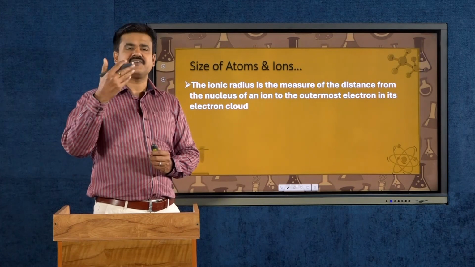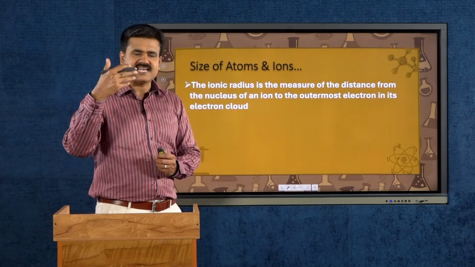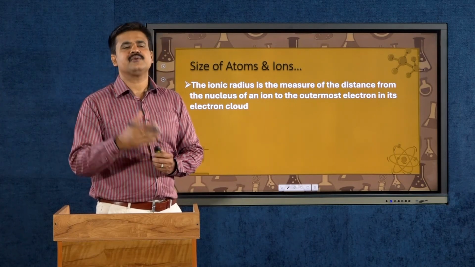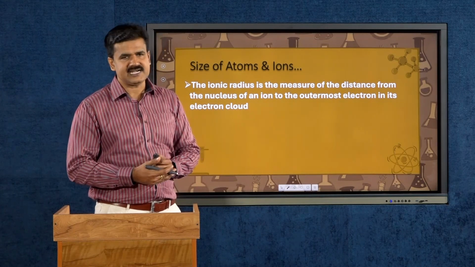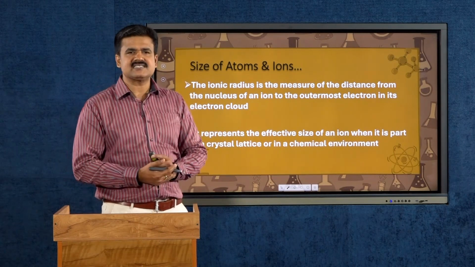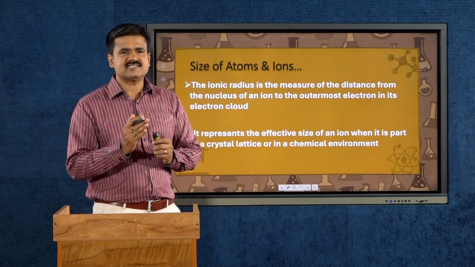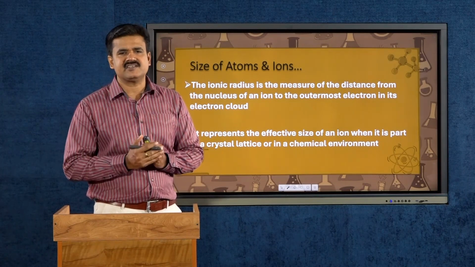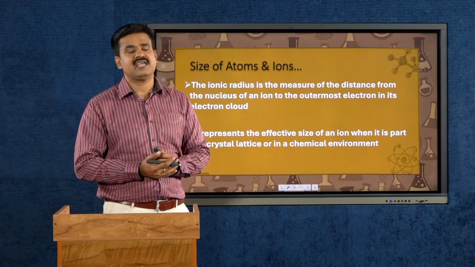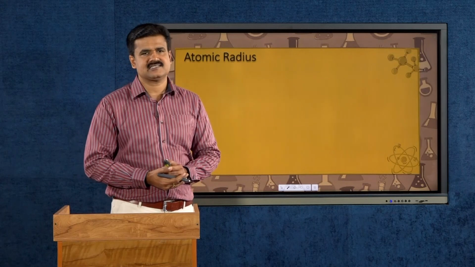If it is the case of a cation, you can call it cationic radius. Similarly, if you are dealing with an anion, you can call the radius anionic radius. The ionic radius represents the effective size of an ion when it is part of a crystal lattice or in a chemical environment. This is the definition part of ionic radius.